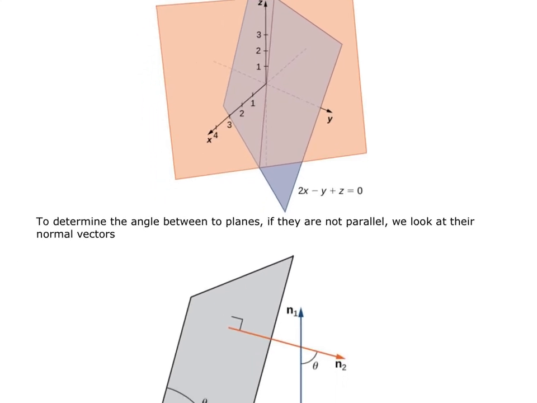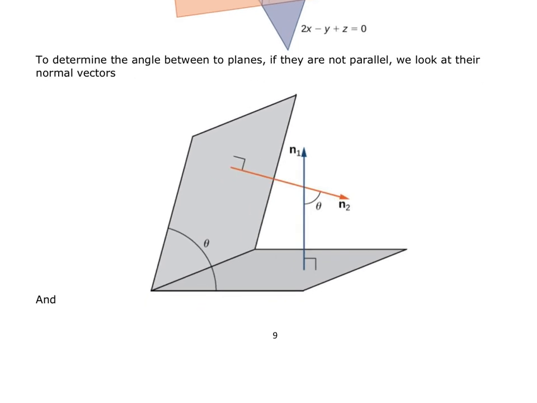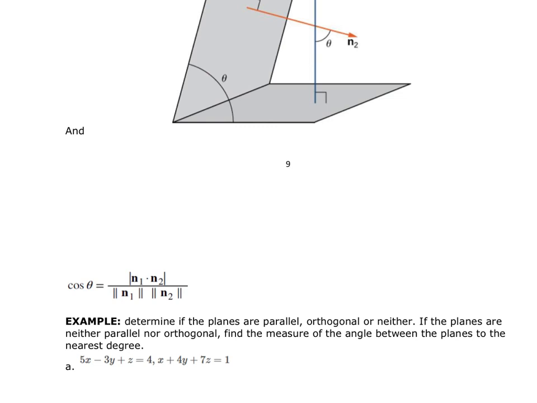If we want to determine the angle between two planes, assuming they're not parallel or the exact same plane, then we look at their normal vectors. The cosine of my angle is the dot product of the two normal vectors divided by the magnitude of the two normal vectors. Now I take the absolute value of the dot product.